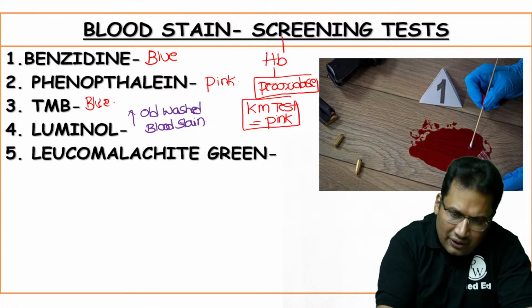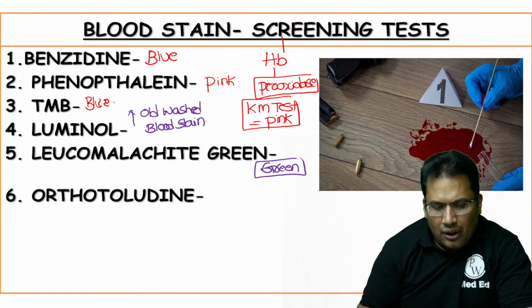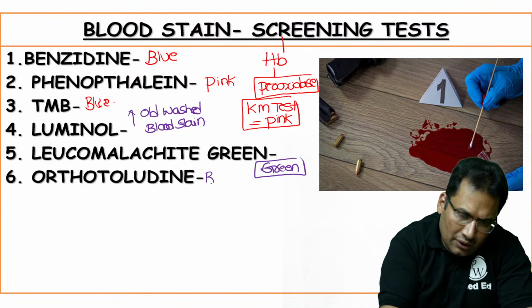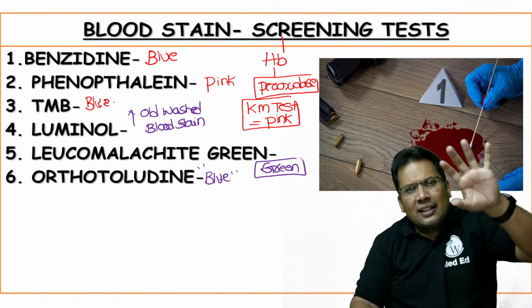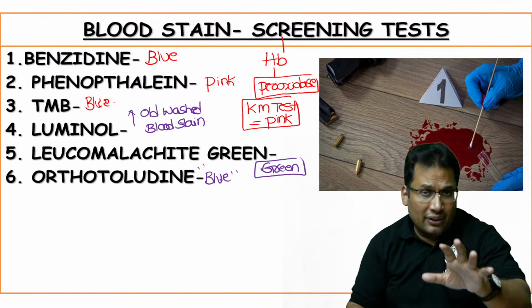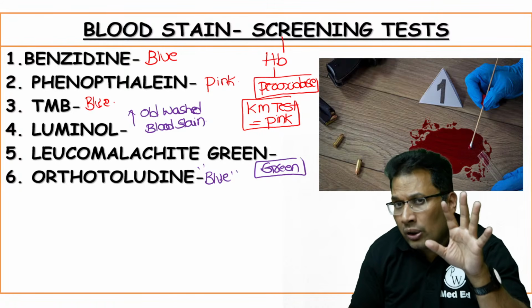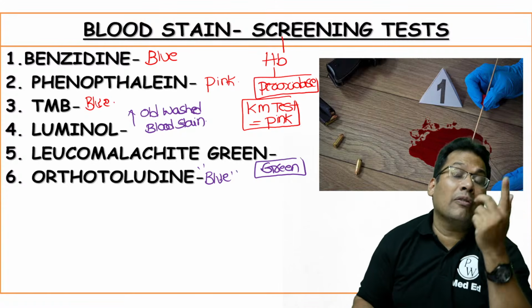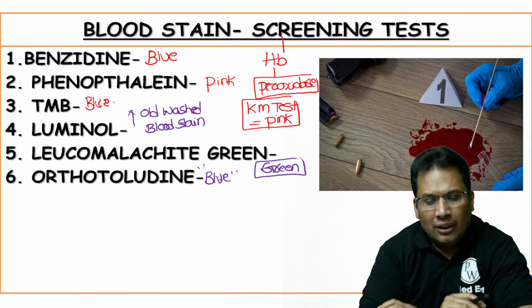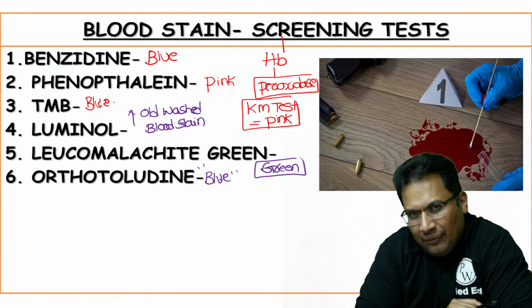Leucomalachite green test, the color will be green. Orthotolidine test, the color is blue. So all these are screening tests, and remember, they are not confirmatory tests. The confirmation is very important in a court of law. The court asks for the evidence. What are the confirmatory tests for blood stain? Can anyone tell me?